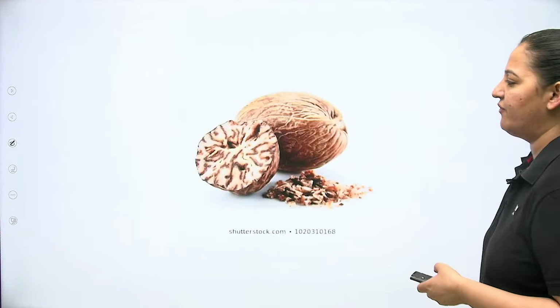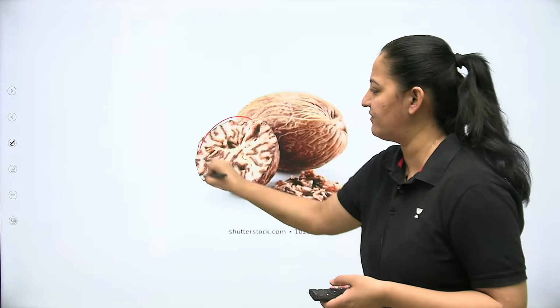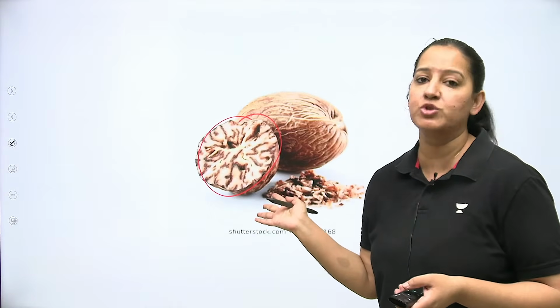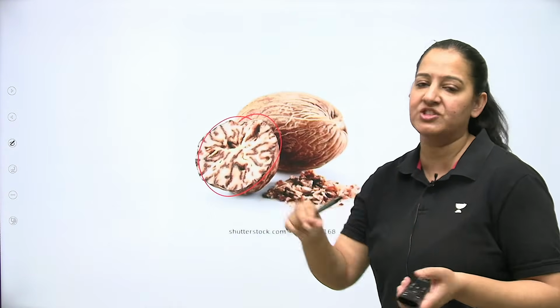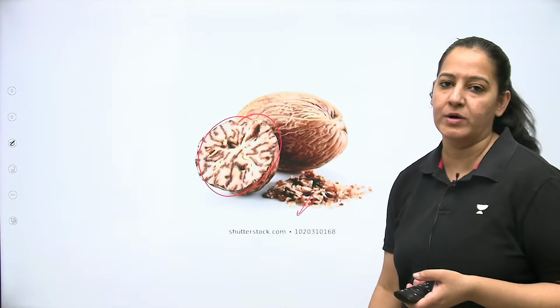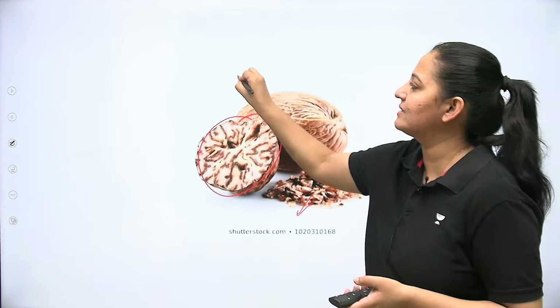So this is jaifal, if you have seen it. It looks like this. This is the cut surface of a jaifal. In Indian culture, in Hindu culture, it is used in pujas also. In a puja plate, we keep the jaifal also. And the powder is used in milk. Milk becomes delicious if you add jaifal to it. So this is jaifal. It is known as nutmeg.